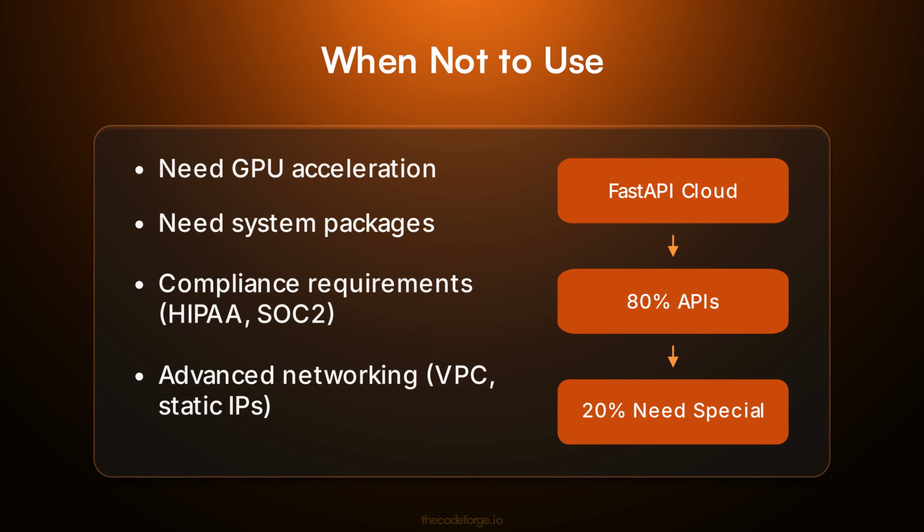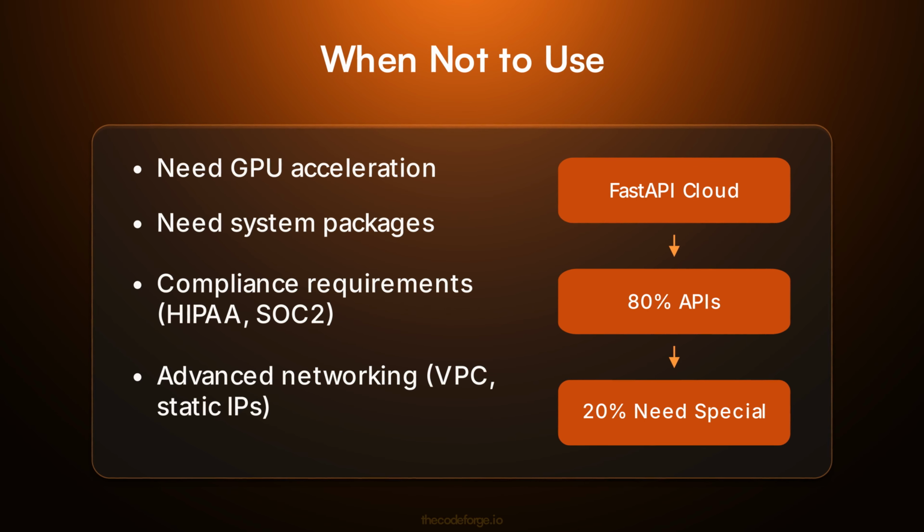FastAPI Cloud is for the 80% of APIs that are simple and stateless. If you need GPUs, system packages, compliance, or advanced networking, look elsewhere.